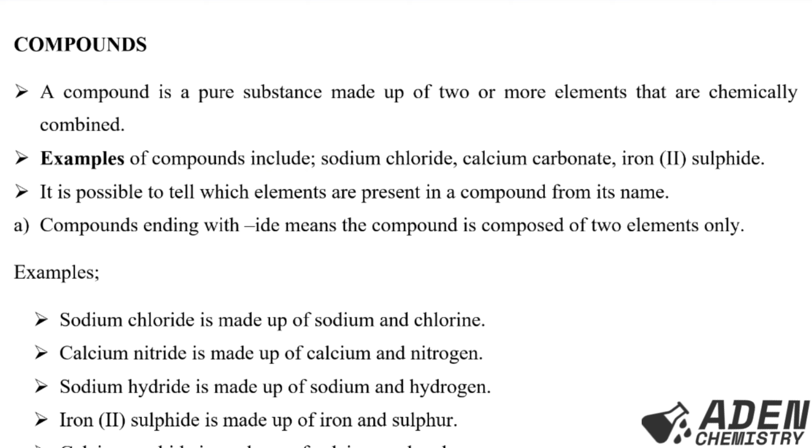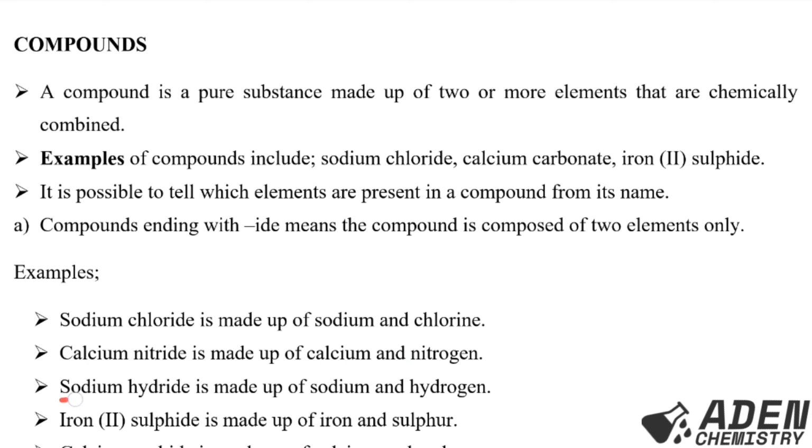Next, it is possible to tell which elements are present in a compound from its name. Part A: compounds ending with IDE are composed of only two elements. For example, sodium chloride ends with IDE, which means it is composed of only two elements: sodium and chlorine. Another example is calcium nitride, made up of calcium and nitrogen.